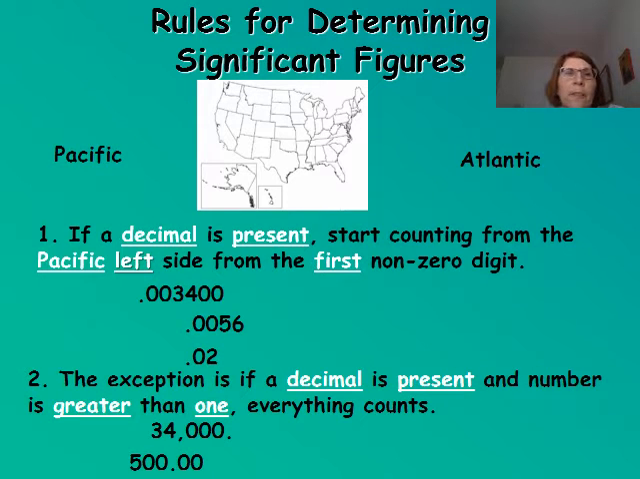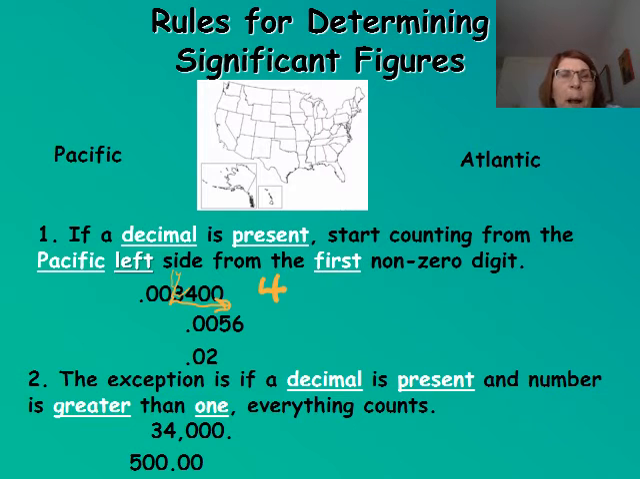So we're going to use the Pacific Atlantic rule for determining significant figures. What we're going to say is if a decimal is present, start counting from the Pacific left side from the first non-zero digit. So what that means is that if we were looking at 0.003400, we would start counting going that way. So that would mean that there are 4 significant figures.